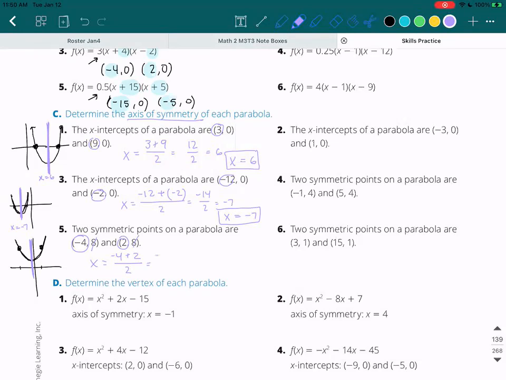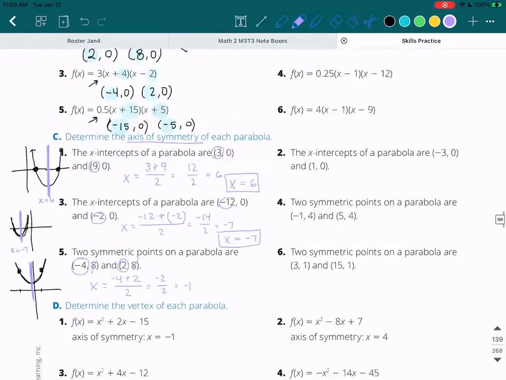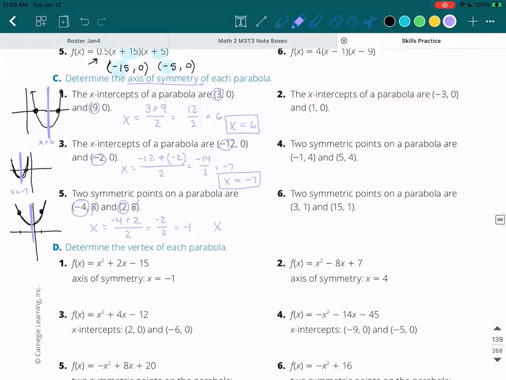So -4 plus 2 is -2. When you divide it by 2, it gives us -1. Remember, your answer is not just -1, it's the equation. It's the equation x equals -1, because we have a line here. So lines have equations. It's not just a number, it's the equation x equals -1. That is your axis of symmetry. I'm going to pause here and see if you guys need more time or if you have any questions.